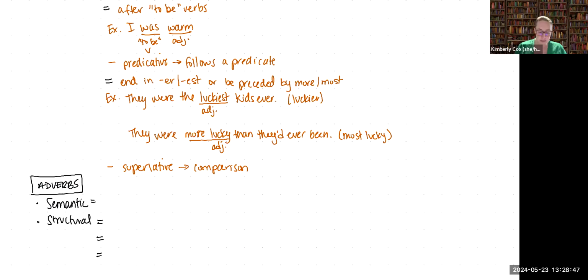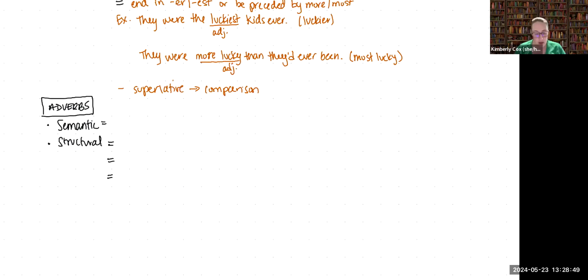Now, adverbs are a little bit trickier because with them, there is actually no simple test. Okay. So the semantic definition I grew up with is that they end in ly. There are plenty of adverbs that do not end in ly. So unfortunately with adverbs, as far as the structural definition goes, there's no simple test.